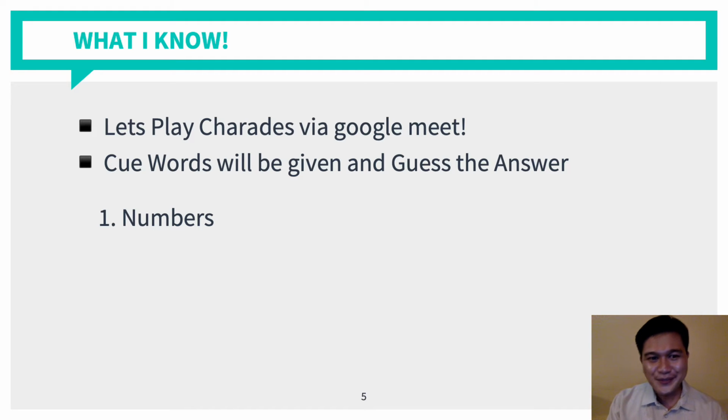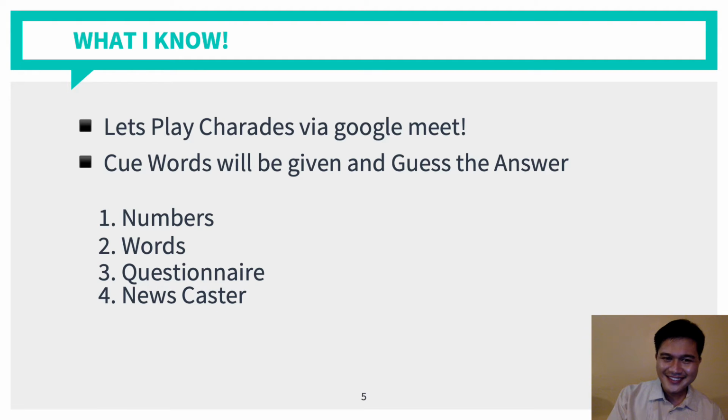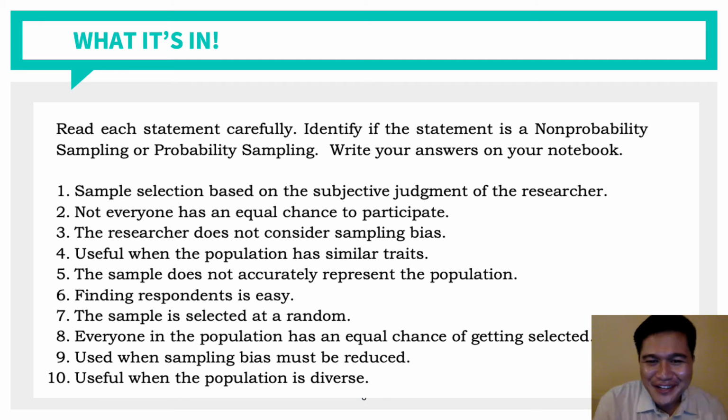For group 2, words. What are these keywords? For group 3, questionnaire. What is connected in the data collection gathering? Number 4, newscaster. And lastly, number 5, science laboratory. I hope you enjoy our play of charades.